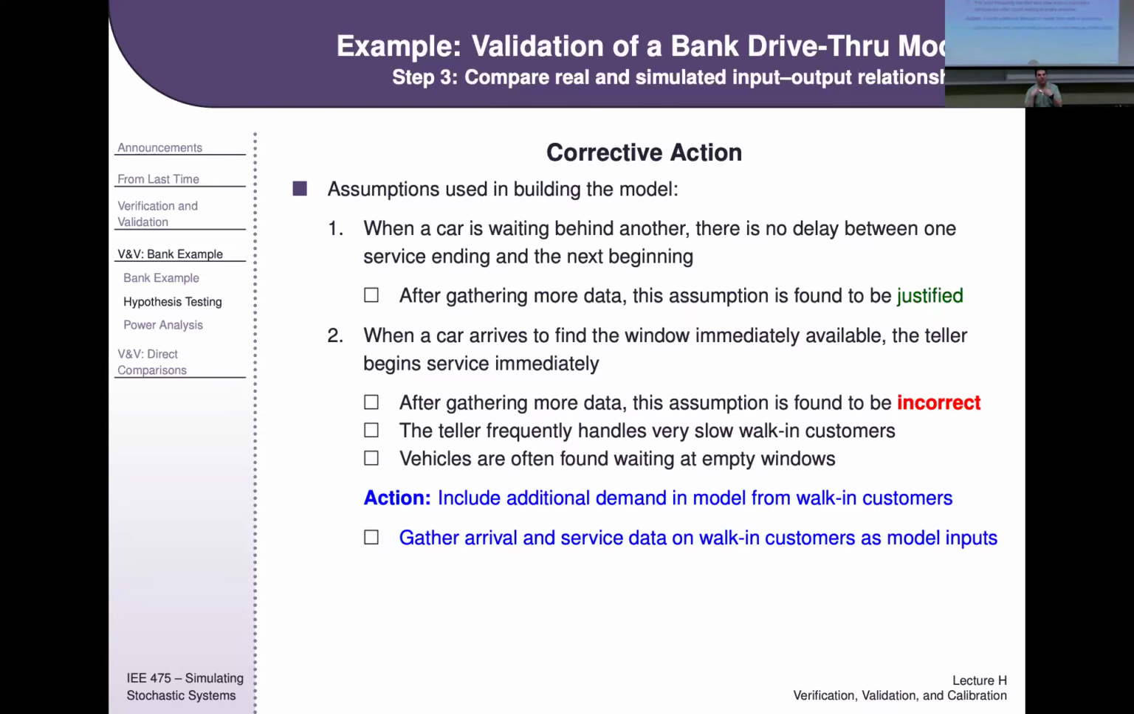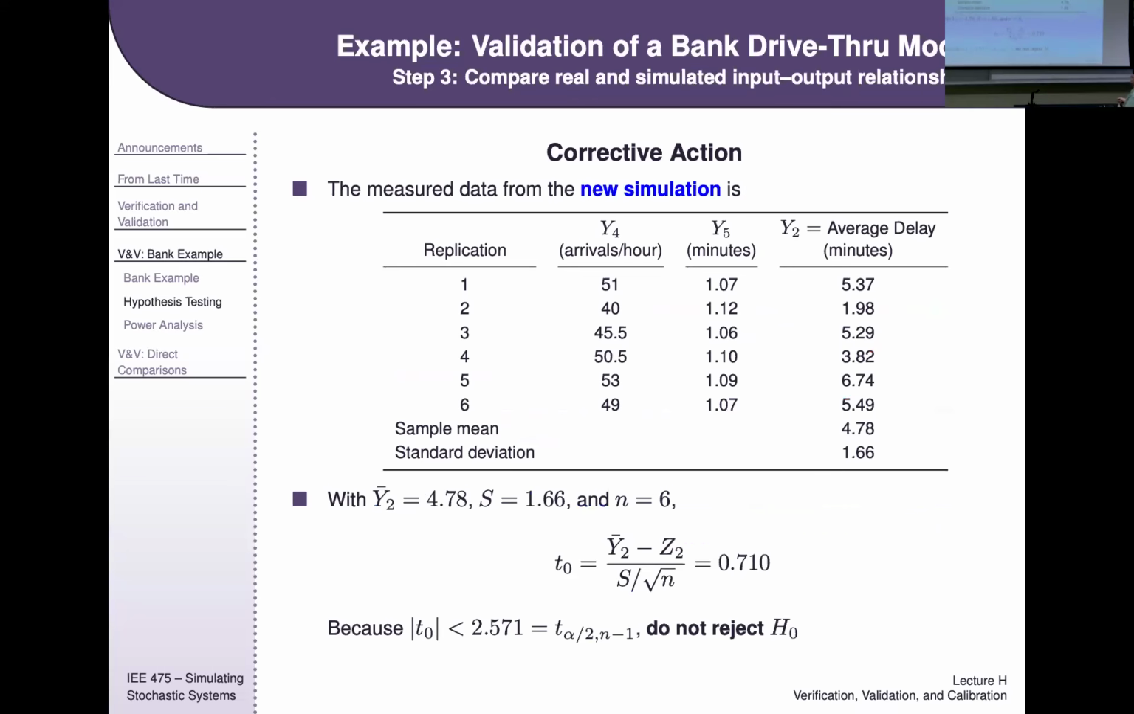So even though our model was focused on the drive-through, our updated model has to also include the arrival rates of customers going into the inside of the bank, even though we don't care about them for this model. So we do those updates, then we update our stats, we do that same process all over again, and now we get a relatively small t statistic, and that is less than our critical value, so we do not reject the hypothesis. It is possible that our sim is a good fit for the real world. But we don't know that yet until we do a power analysis.